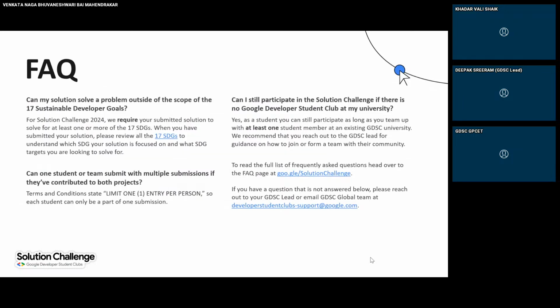Okay, and coming to FAQs. Many of them get doubts: can we develop a goal outside the 17 sustainable development goals? But this is the Google Solution Challenge, so they are accepting only the 17 sustainable development goals. So you need to go through the sustainable development goals website, find one of the goals, and work on it.